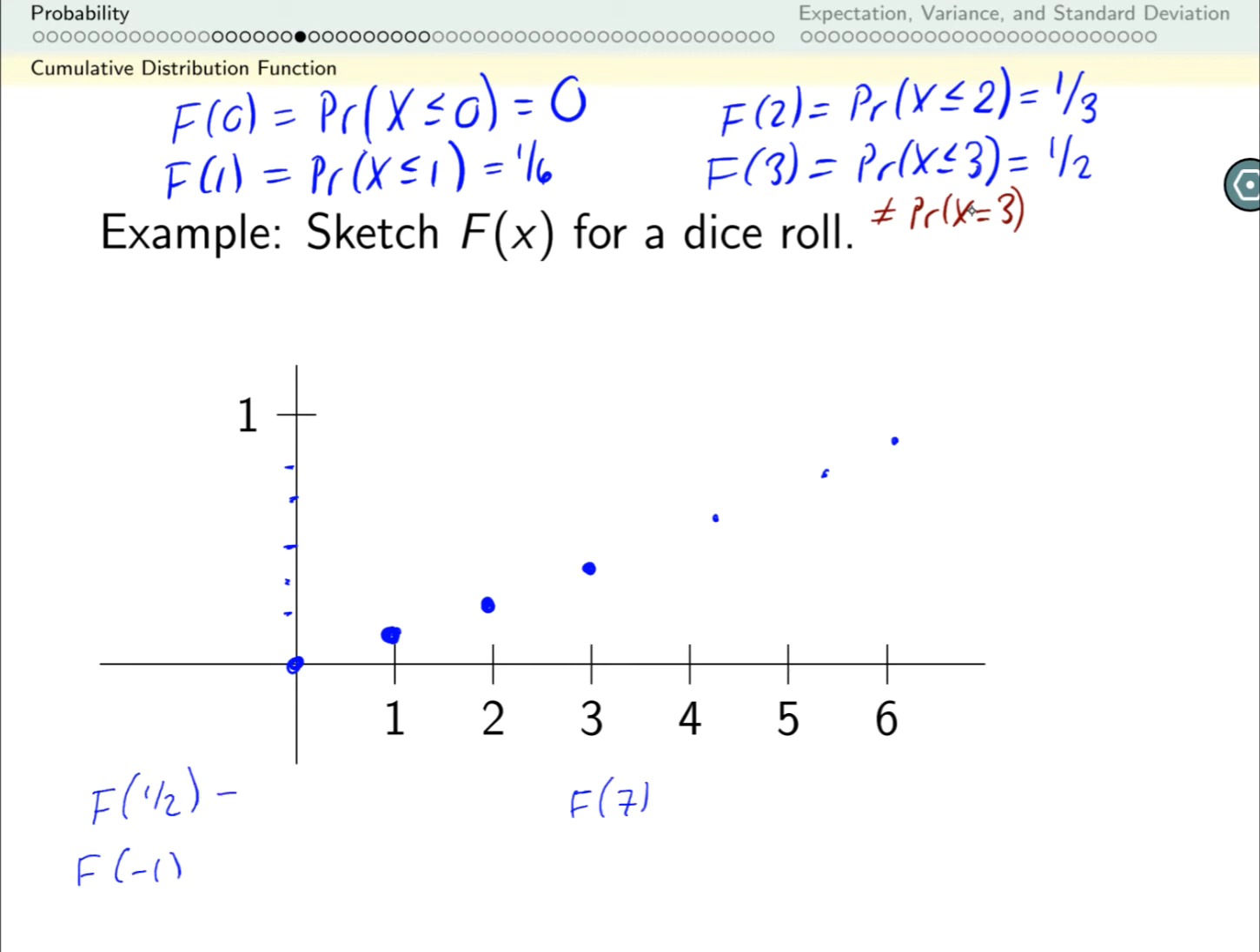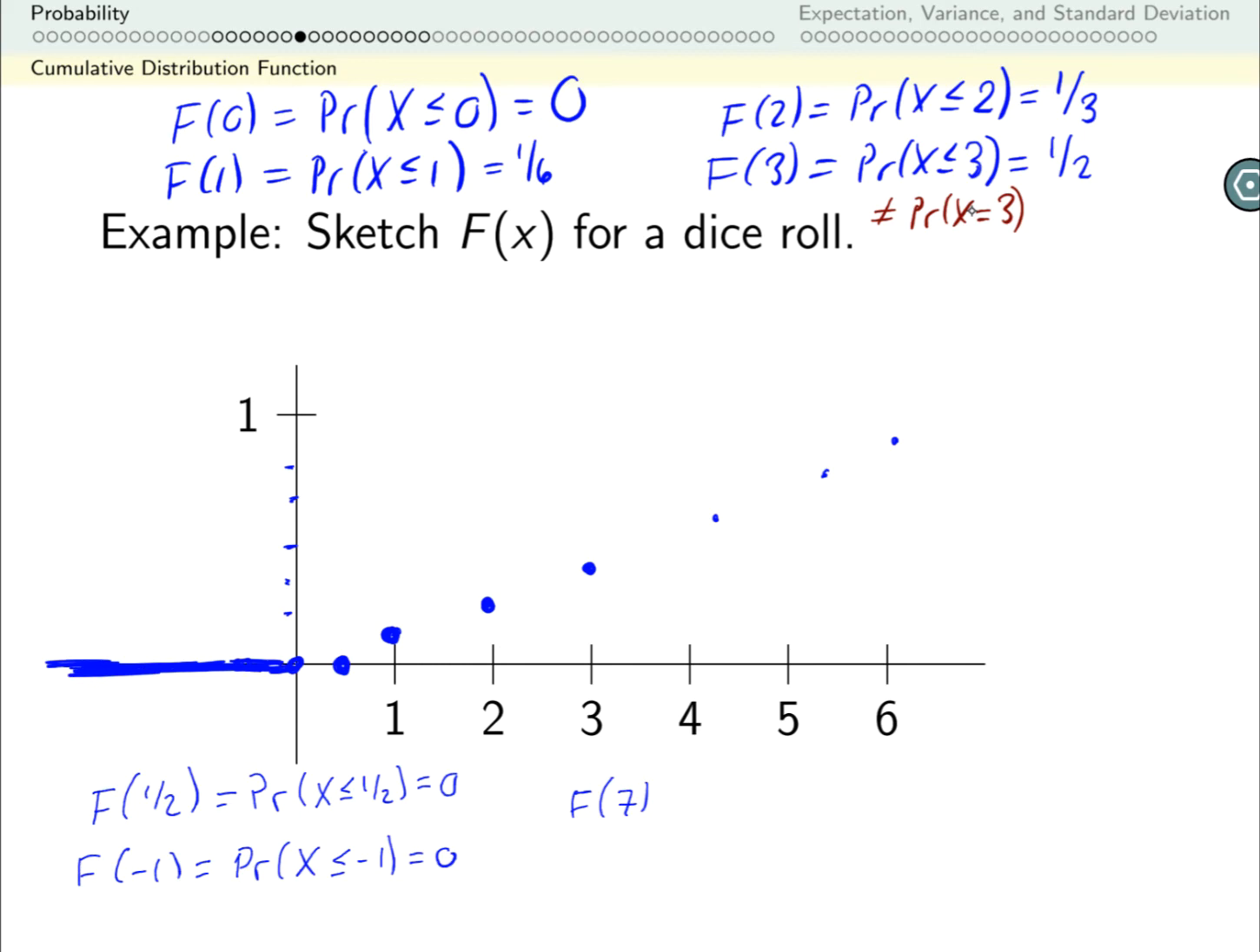F of 1/2 is the probability that I roll my dice and I get something less than or equal to 1/2. That never happens. The smallest number I can get is 1. So this is 0. F of -1, that's the probability that I roll my dice and the thing I get is less than or equal to -1. That never happens. So that's 0. And in fact, from here, I can say the probability of getting any negative number is 0. The probability of getting anything less than or equal to a negative number is 0.